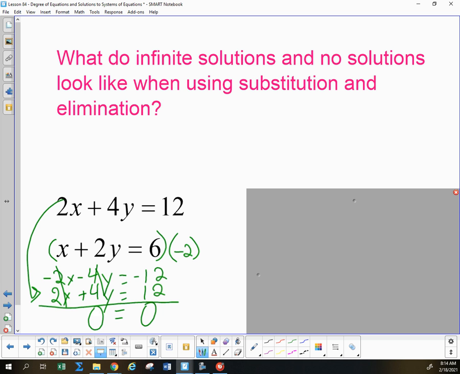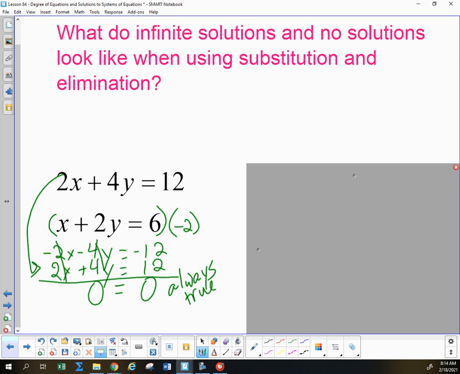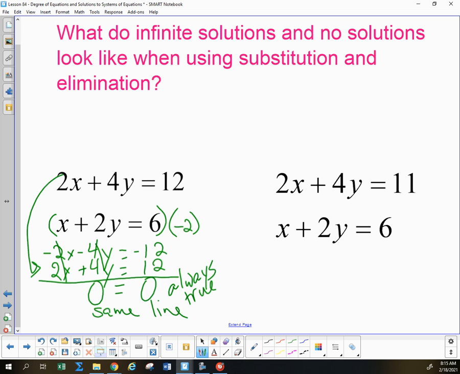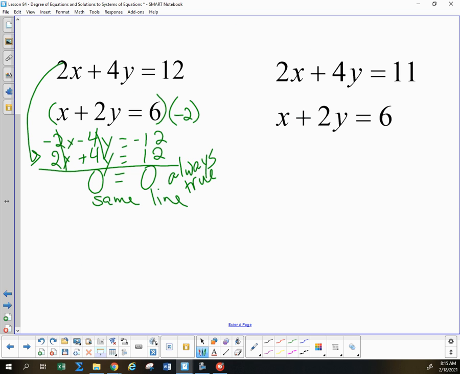James, when does 0 equal 0? Always. If you get something that is always true, 0 equals 0, x equals x, 5 equals 5, always true. Doesn't really matter what I pick for x. It's always true. That means same line. Always true. Infinitely many solutions. Just let me finish writing some things down about it. So infinitely many solutions, if they're really the same line.